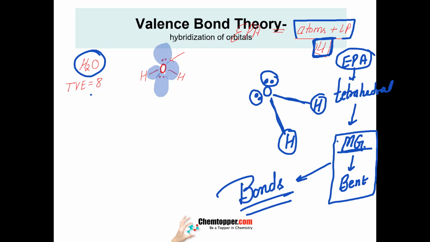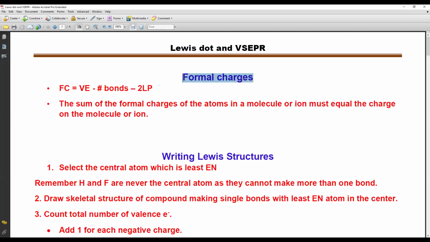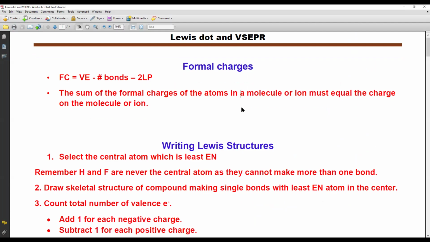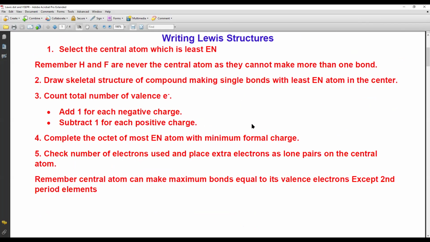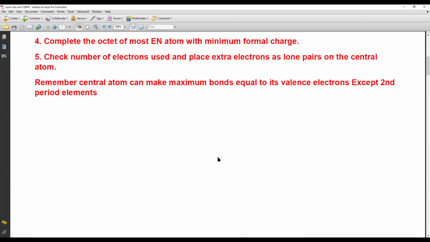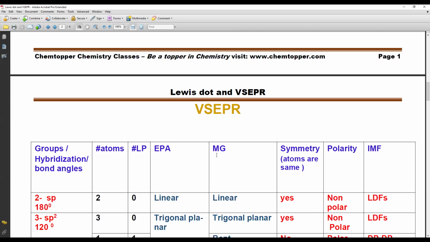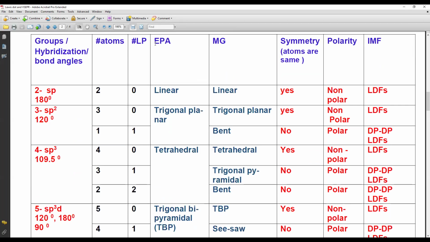Next class will be full of questions only. So the same equation, formal charge, I will be using in the next class also. We'll write the Lewis dot structure the way we did today. But after that, with every structure, we are going to decide the EPA. We'll decide the molecular geometry. We'll decide whether the molecule is symmetrical or not symmetrical, and whether dipoles are cancelled or not cancelled. And based on this, we'll decide the IMF.